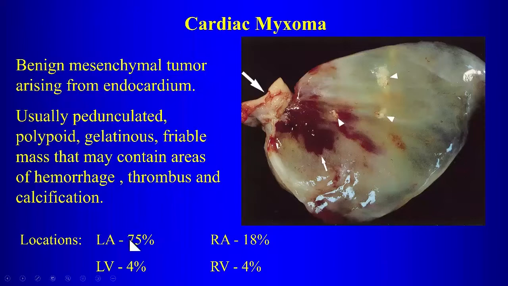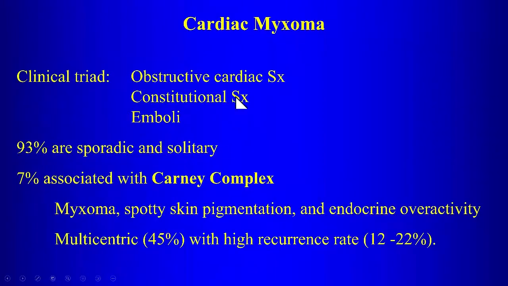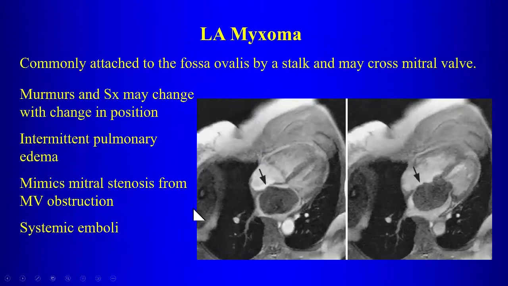The most common chamber is the left atrium, second most common right atrium, then you have the ventricles. You can have obstructive symptoms from obstruction of the mitral valve, constitutional symptoms, and of course systemic emboli. Most are solitary. The trivia question here is Carney complex. That is associated with myxoma, spotty skin pigmentation, and endocrine overactivity. The key there is that the myxomas tend to be multicentric and they have a high recurrence rate when they're associated with Carney complex.